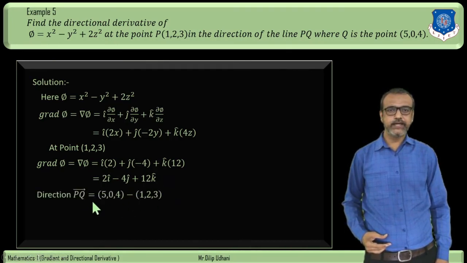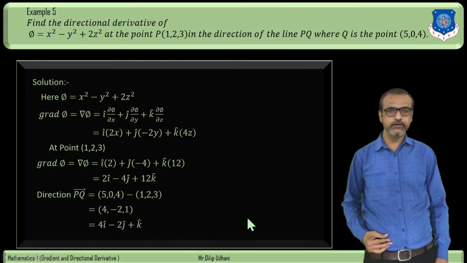Now we have to find out direction PQ. So direction PQ is the position vector of point Q, that is 5, 0, 4, minus the position vector of point P, that is 1, 2, 3. So this is the required direction. 5 minus 1 is 4, then 0 minus 2 is minus 2, and 4 minus 3 is 1. And this is equals to 4i minus 2j plus 1k.